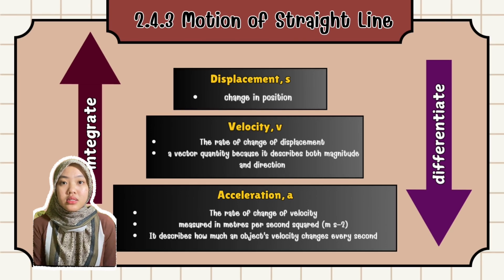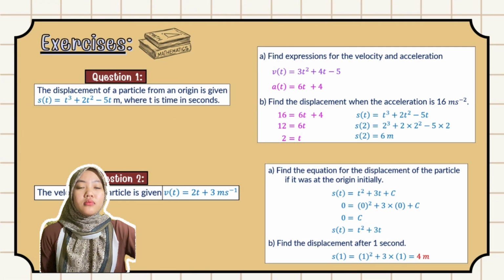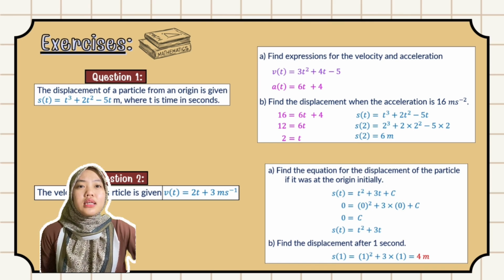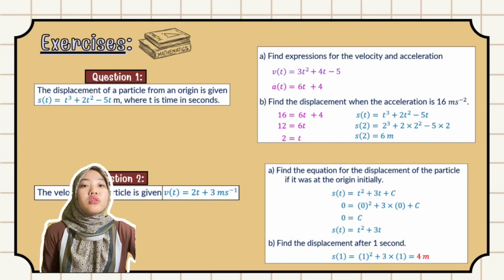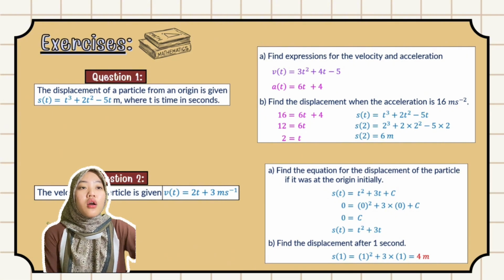What does that mean? In order for you to understand what I was explaining earlier, we need to go to our next slide, which is exercises. As an example, for question 1, the displacement of a particle from an origin is given as s equal to t cubed plus 2 times t squared minus 5 times t, where t is time in seconds. The question asks us to find the expression for the velocity and acceleration.